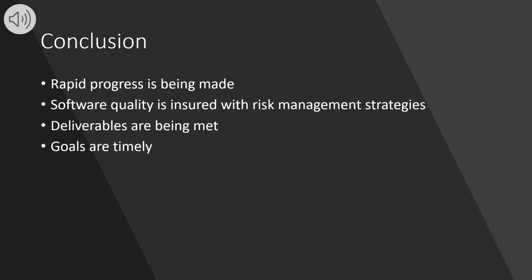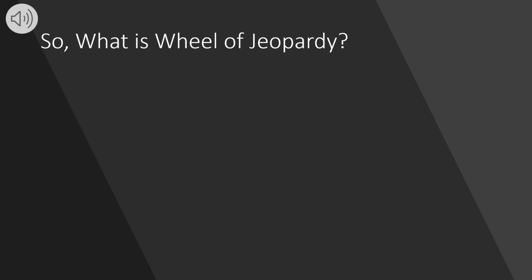In conclusion, this skilled team, called What is Wheel of Jeopardy, is making rapid progress. We are ensuring software quality with risk management strategies. Our deliverables will be met, and our goals are being achieved in a timely manner. So what is Wheel of Jeopardy? We like to think of it as a synonym for excellence.